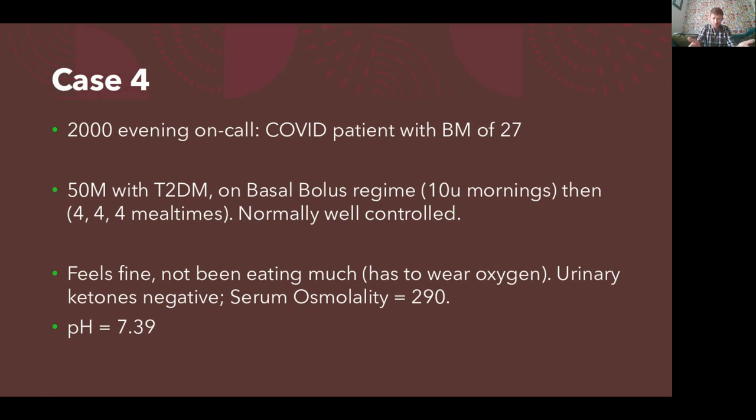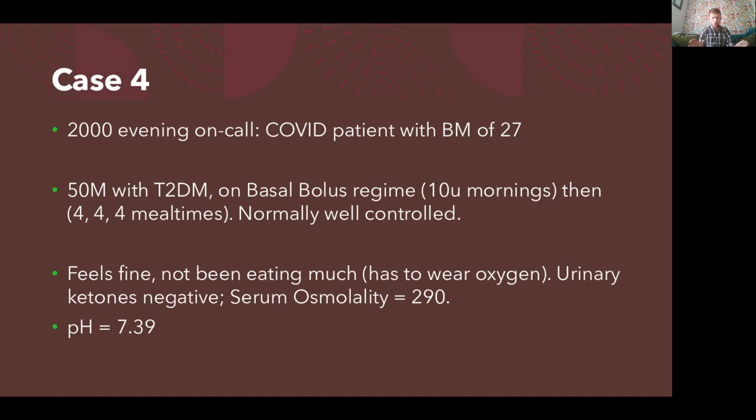Their pH is pretty much slap bang in the middle. Because you're an excellent F1 and you remembered my lecture, you've checked their serum osmolality, and it's 290, way below the 320 threshold. They are negative for ketones. And their blood sugar is only 27. Yes, you should always make absolutely sure that they're not in DKA or HHS, but it's not 36, 37. It's not terrifying.